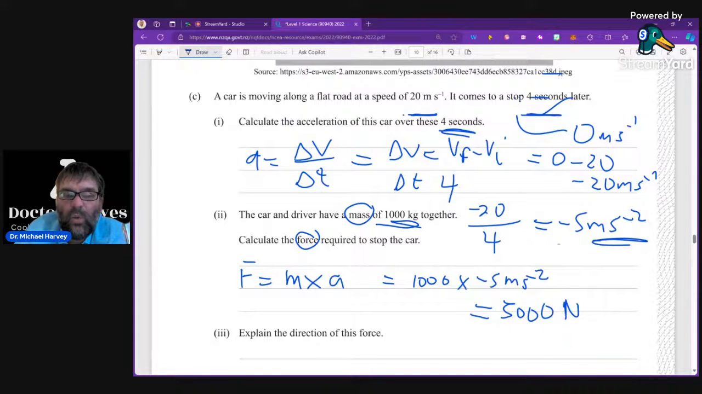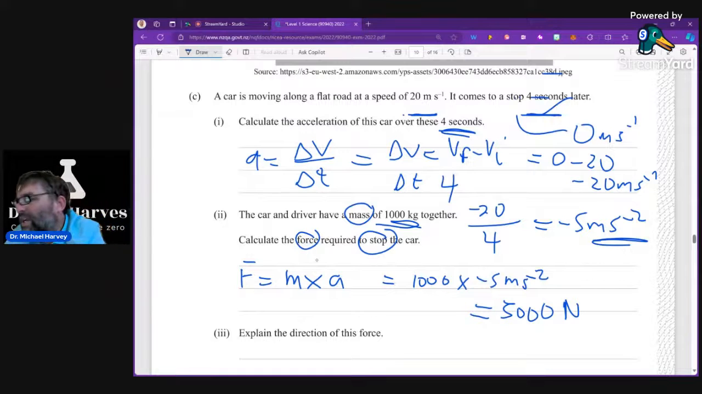newtons. Now, why isn't it negative? Because it's the force required to stop the car. It's going to be equal and opposite, which is Newton's third law. So to stop the force of the car, which is negative 5,000 newtons, you need a force of positive 5,000 newtons to make that happen.